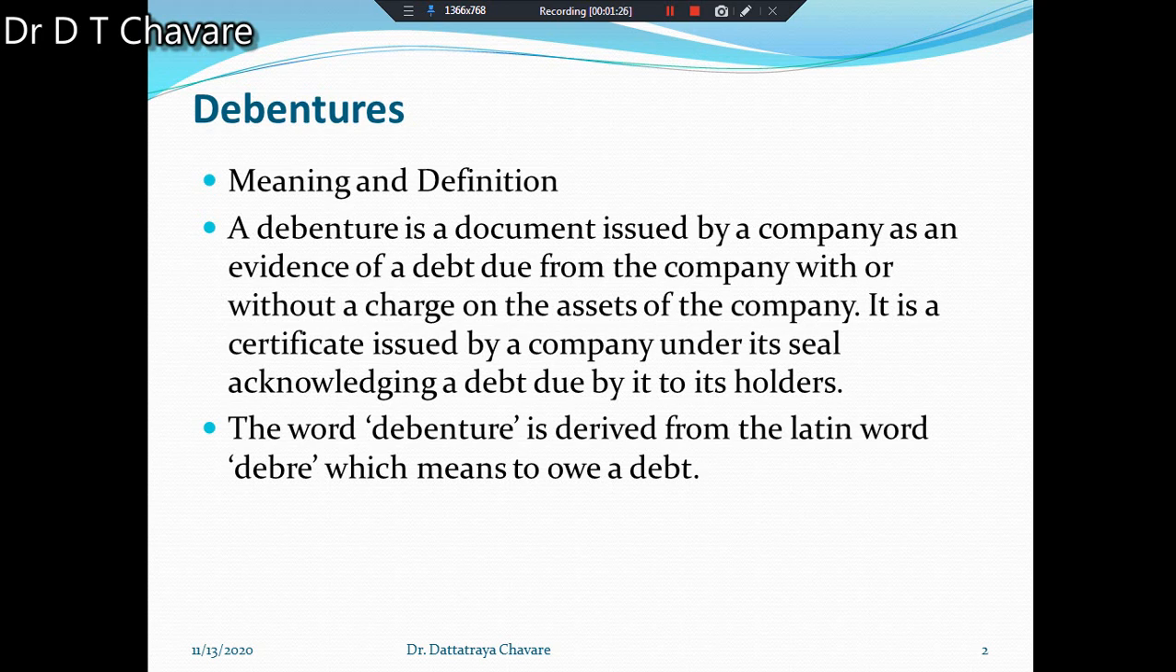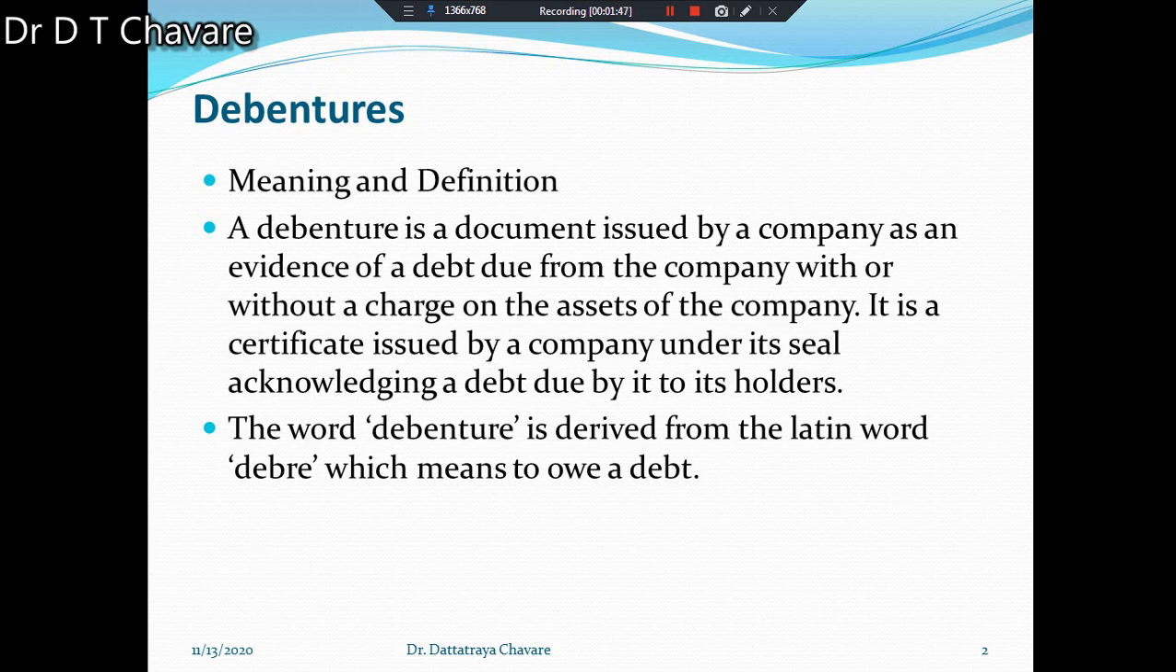It means that debenture is nothing but a certificate which is duly stamped and duly signed by a particular person of the company. Don't forget. That is also one type of document which is issued by the company, and that is called a debenture.